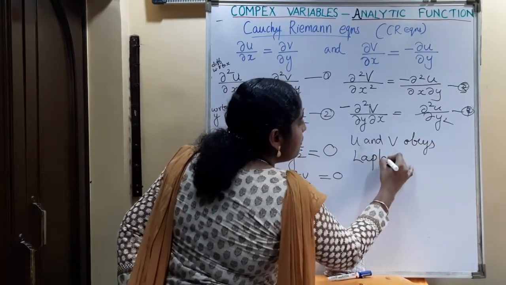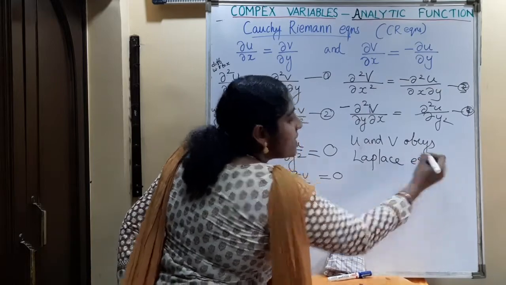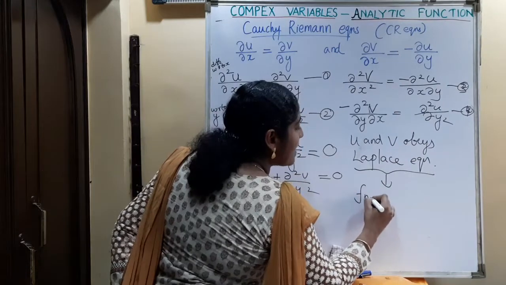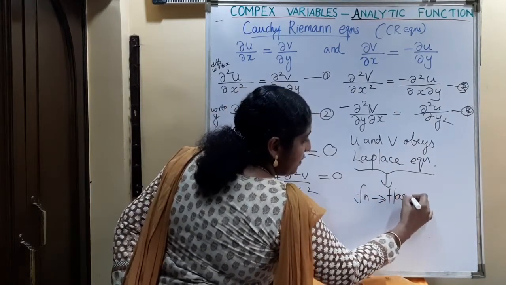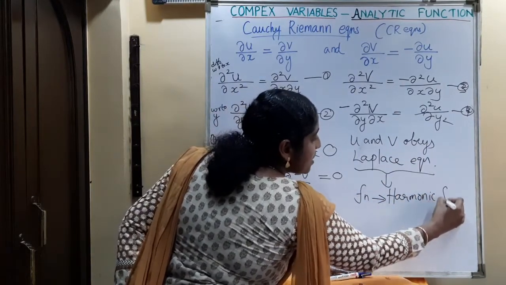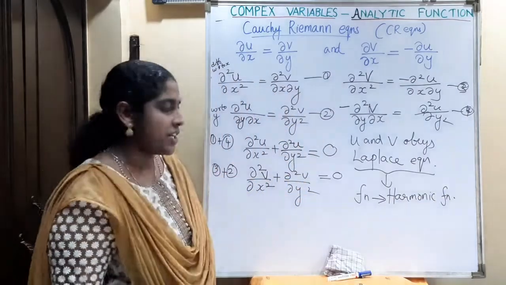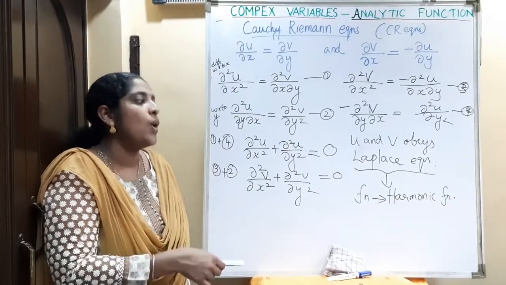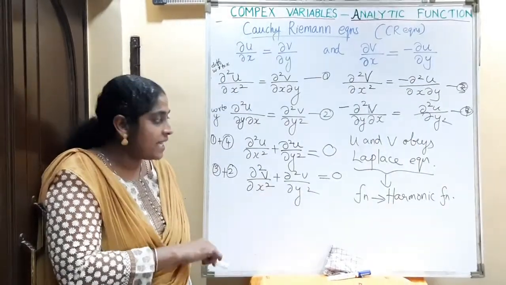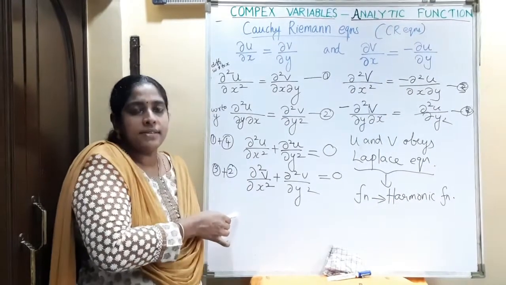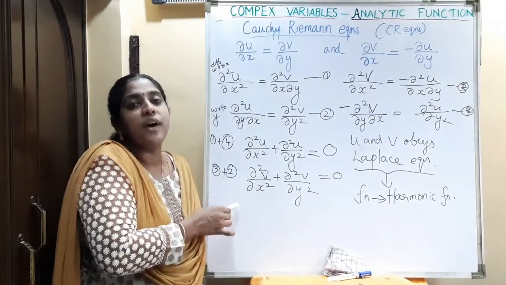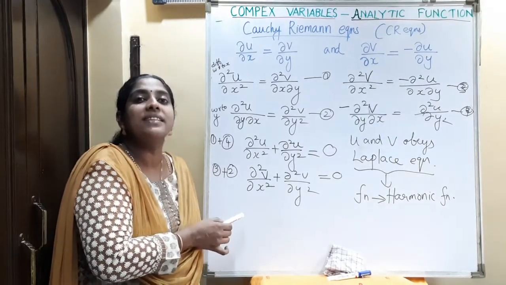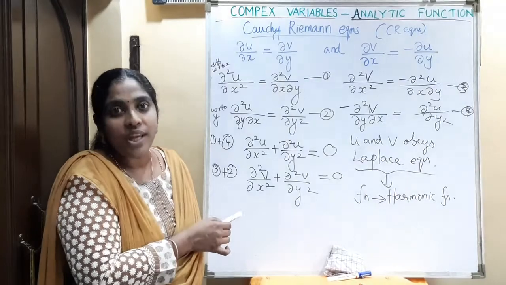Okay, so a function which obeys the Laplace equation is known as a harmonic function. So here we can see that on differentiating the Cauchy-Riemann equations with respect to the independent variables, we can see that the real part and the imaginary part of the complex function obey the Laplace equation. Therefore, this real part and imaginary part are separately harmonic functions.